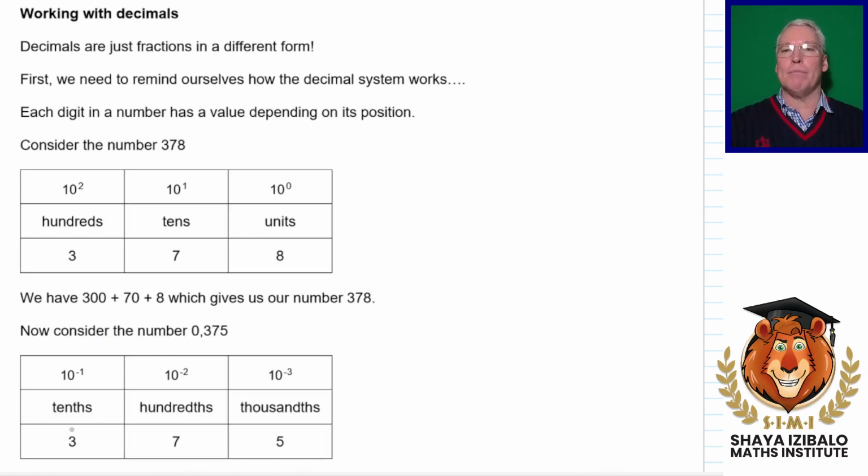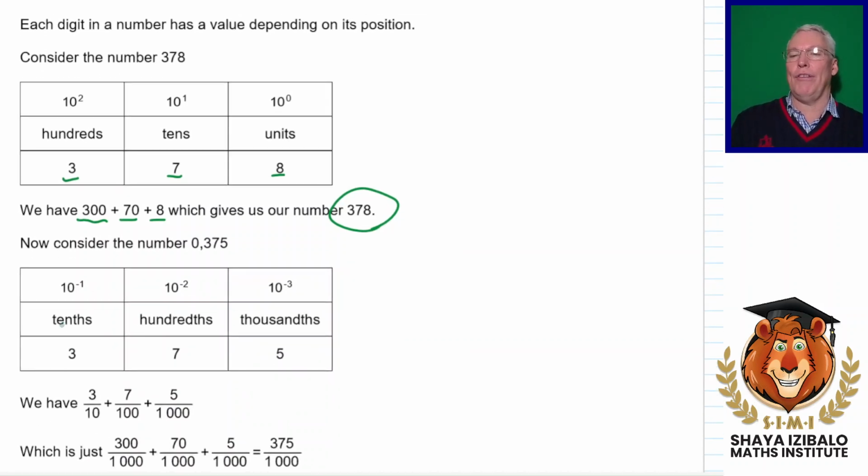Our decimal number system basically works on bases of 10, all right? So when we've got a number like 378, that is an 8 in the units column, a 7 in the tens column, which means 7 lots of 10, which is 70, and a 3 in the hundreds column, which means 3 lots of 100. That gives us this number 300. So that 3 represents 300, that 7 represents 70, and this 8 represents an 8. Altogether, 378.